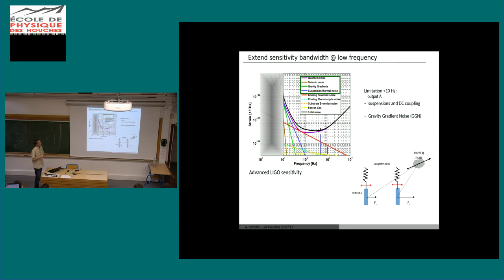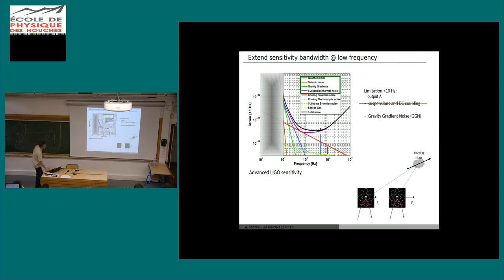What really builds up a wall there are several effects. Seismic noise, essentially, due to the fact that these mirrors are suspended, and so really close to DC, they feel the movement. There is a noise that enters because of suspensions. And then there is gravity gradient noise, due to movement of nearby moving masses.